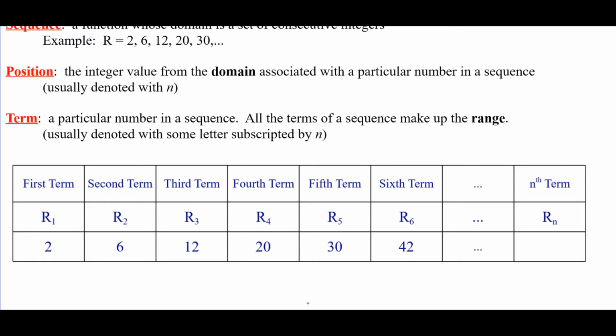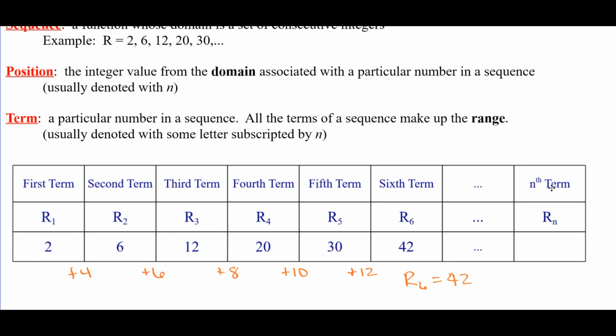So again, we're going to look for that pattern. So if we can see this is plus 4, and then this is plus 6, and this is plus 8. This is plus 10. So it looks like we're adding consecutive even numbers. So then this would be plus 12. So 30 plus 12 gives us 42. So r sub 6, my sixth term, is 42.